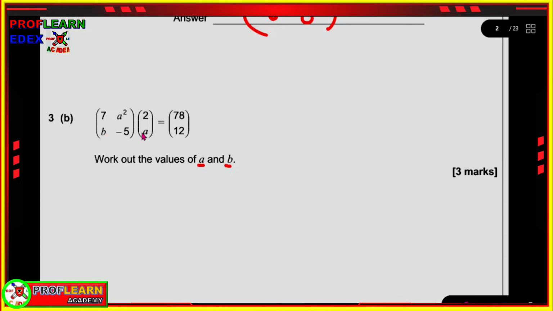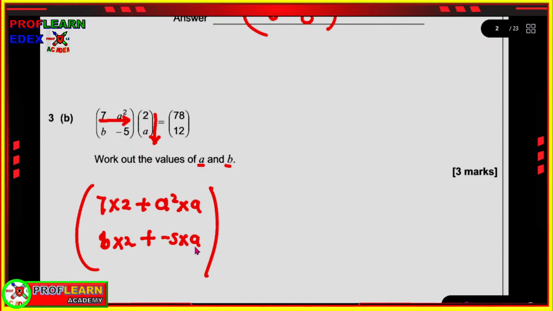So if we multiply this, it's going to be 7 times 2 plus A squared times A. Again, B times 2 plus, because when you are multiplying it is row times column, we are going to multiply B times 2 plus minus 5 times A. So we have reduced this to 78, 12 at that point.